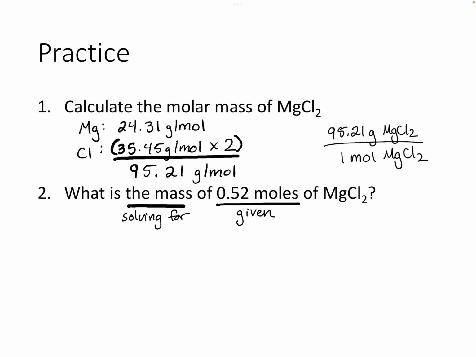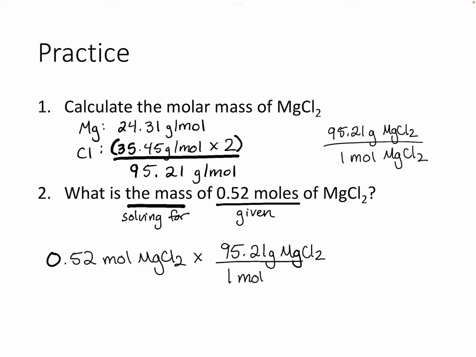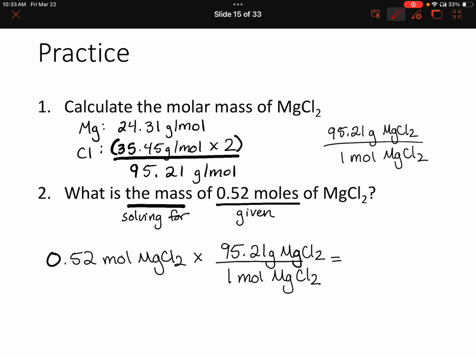Okay, so let's start with what we're given, 0.52 moles of MgCl2. And then we'll multiply by the molar mass. And again, we always want to make sure our units cancel. So moles of MgCl2 cancels with moles in the denominator of our conversion factor. So simplifying this, we are multiplying 0.52 by 95.21, and our unit is grams.